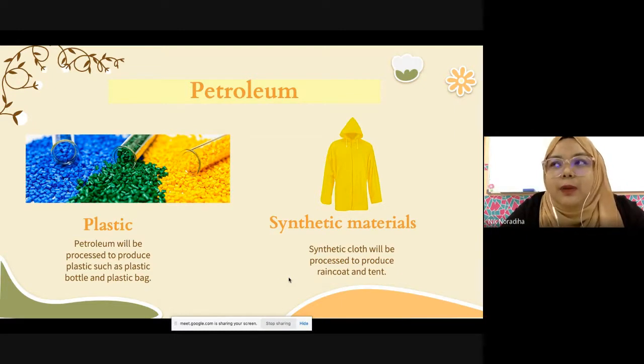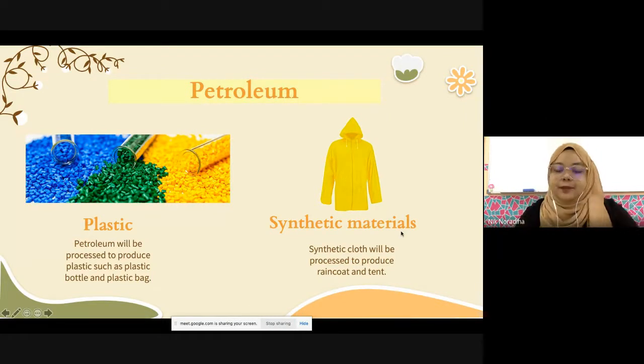Okay, so how about the raincoat? Raincoat and also tent that people use, they are synthetic materials that are produced from petroleum as well. So can you guess the properties of synthetic material? What is the characteristic of synthetic materials? Raincoat, umbrella, tent. What are the characteristics? Can you give teacher one only characteristic? What can you guess?